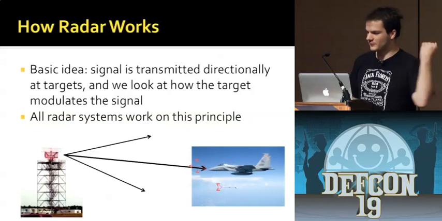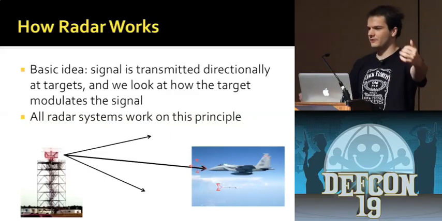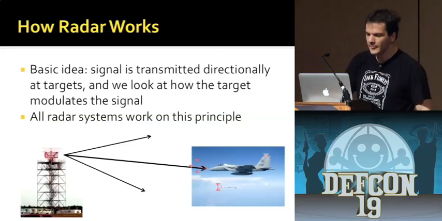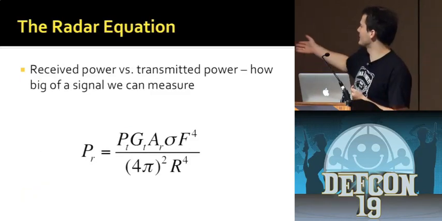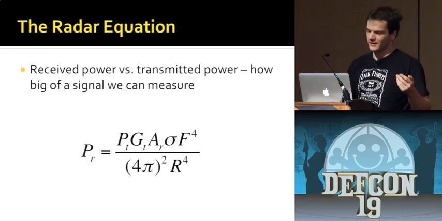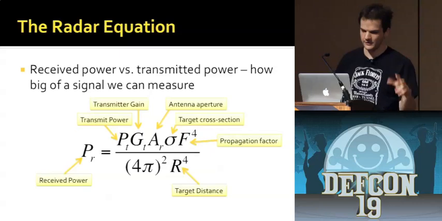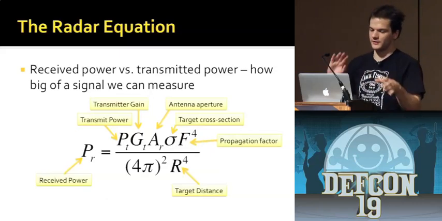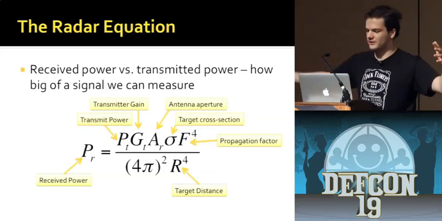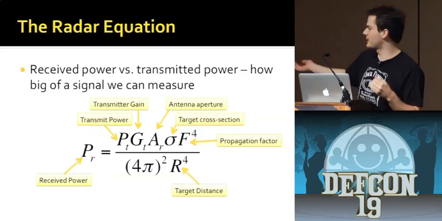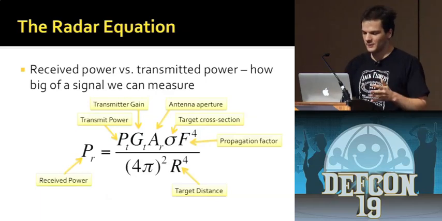You're transmitting a signal from somewhere, or somebody's transmitting a signal from somewhere, and you're looking at how that reflects off of a target. And all this is governed by this thing called the radar equation, which is this big thing with a whole bunch of terms. Basically, what we're looking at is the function of received power versus transmitted power. And the way that gets changed is, we get transmitter gain, antenna aperture, which is like how big your dish is, cross-section, propagation factor refers to the medium that you're in. I actually don't really care about most of this stuff right now.